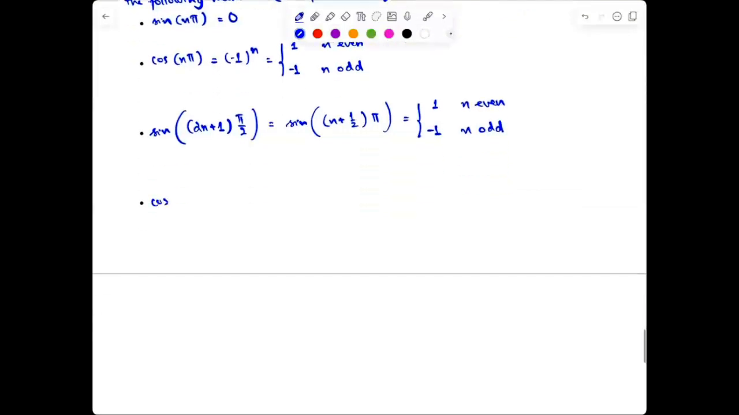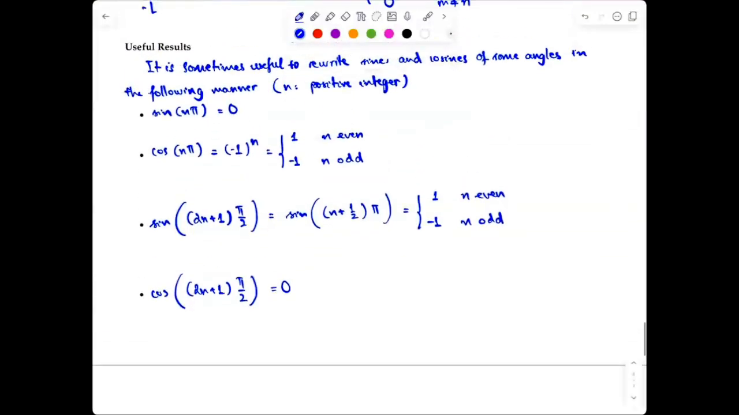But when you take the cosine of an odd number of pi over 2, the answer should be 0. So these are some of the results that are going to be convenient for us in lecture 16 when you get the solutions or get the form in terms of sine of n pi, cosine of n pi, or sine of an odd number of pi over 2, or cosine of an odd number of pi over 2. Okay, so that's it for me for this lecture. Please let me know if you have any questions.